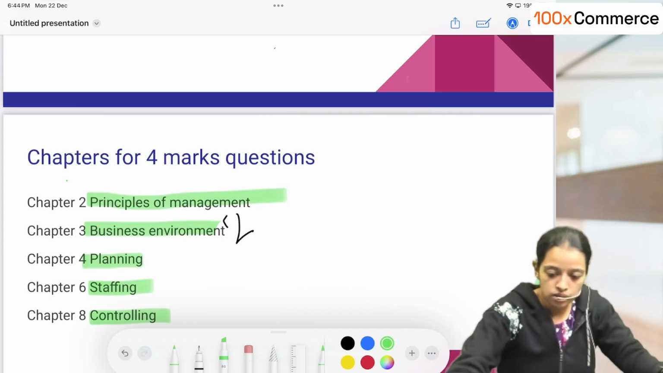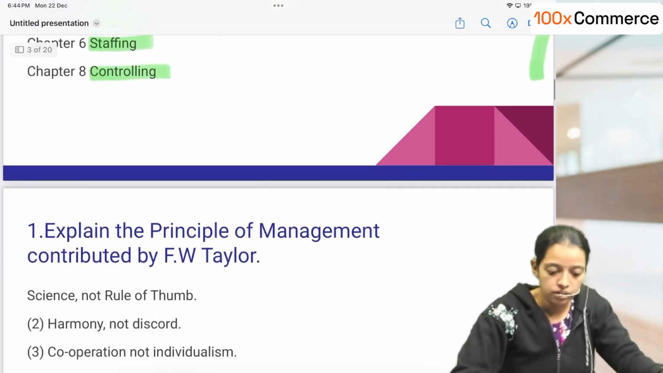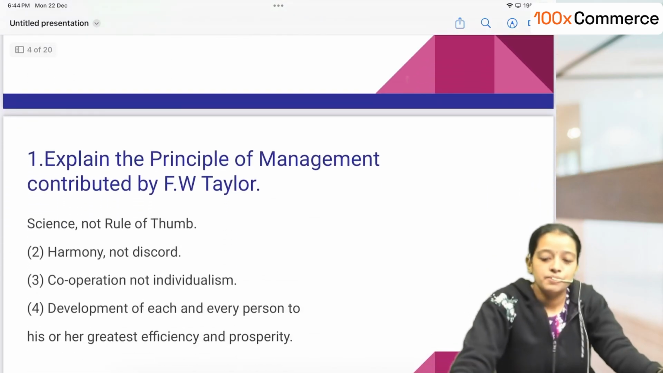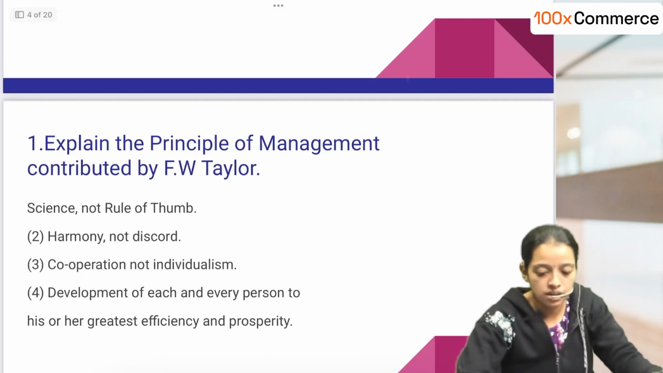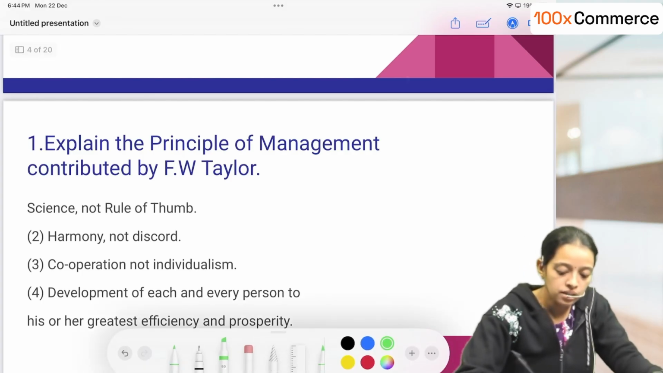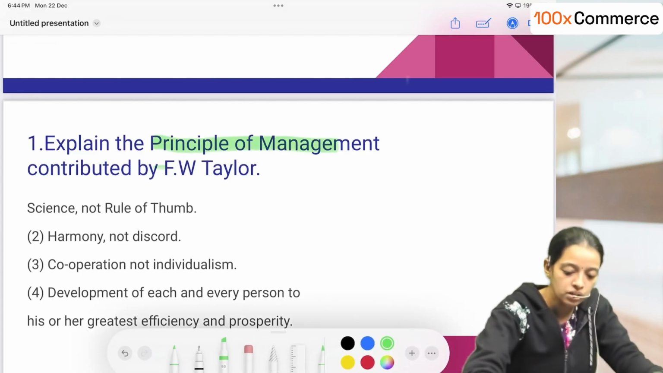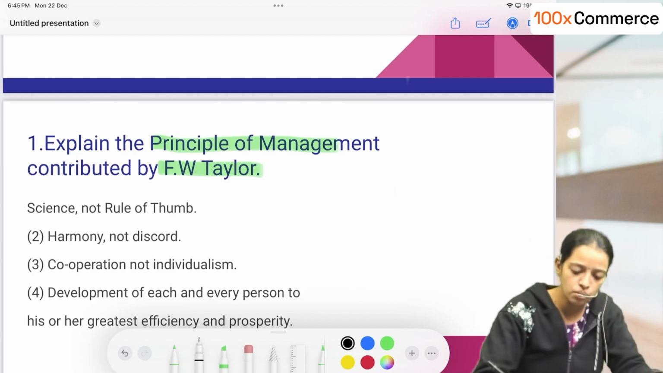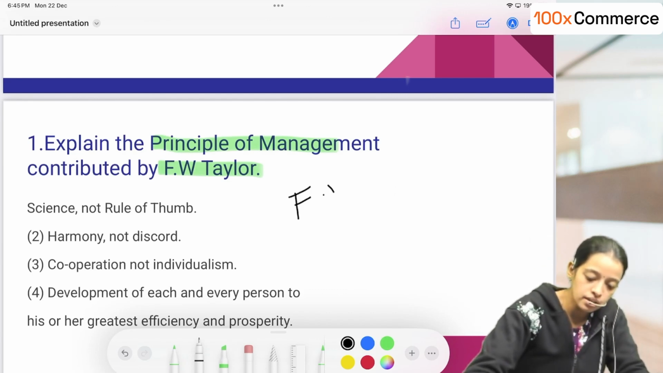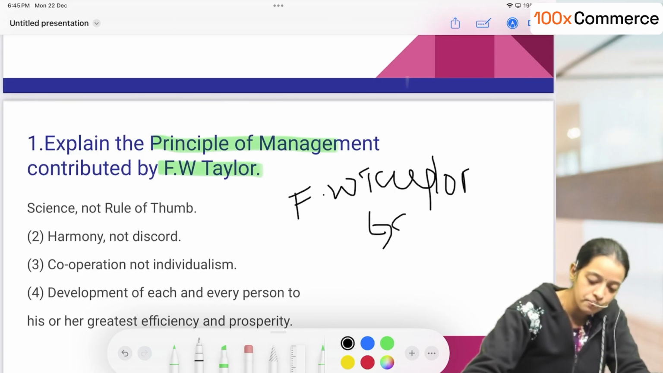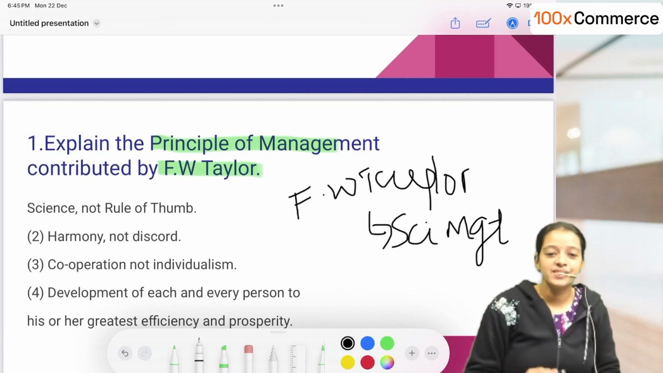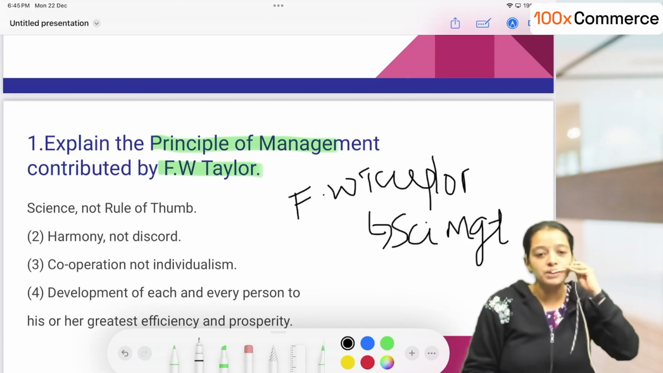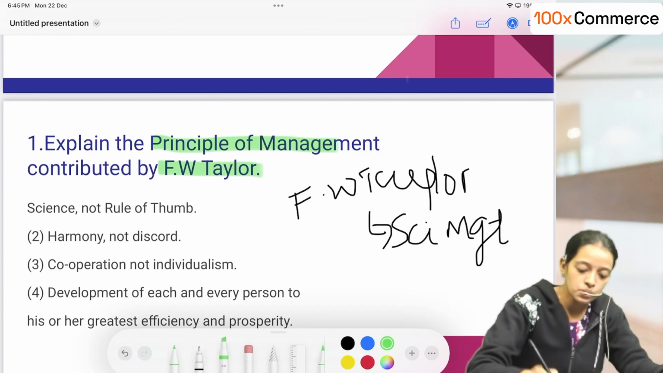Moving on to the next part. The first chapter for the 4-marker is principles of management. The question here is: explain the principles of management given by F.W. Taylor. Whenever we hear the name of F.W. Taylor, what comes into our mind? Scientific management. He is known as the father of scientific management, and he has given some principles for us.